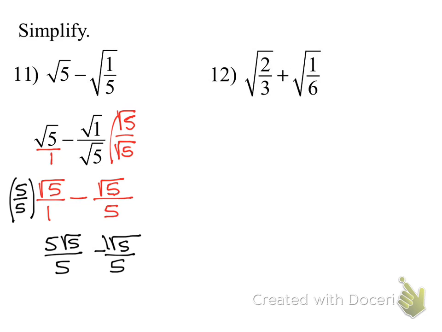And so what do we end up with? 6 rad 5 over 5 minus 4 rad 5 over 5. Got it? Do you want to try the next one on your own? Okay, pause the recording.